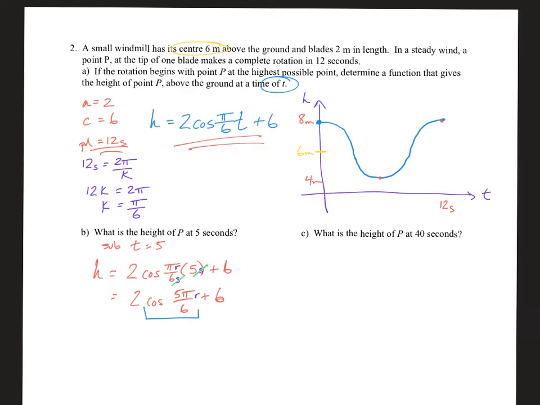I just want you to be prepared for, though, what if I asked you, what is the exact height of point P? Now we lose the ability to round. So let's make sure that we're good with how to deal with it without rounding. You guys are all fine to deal with cos of pi by 6. Your cos of 5 pi by 6 is going to end up being pi by 6 short.